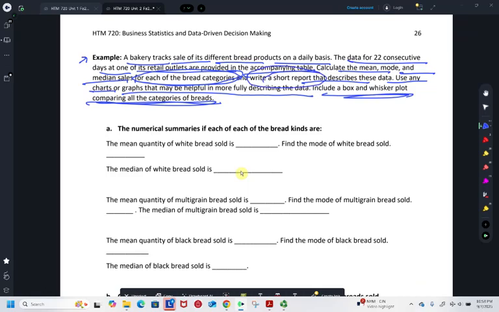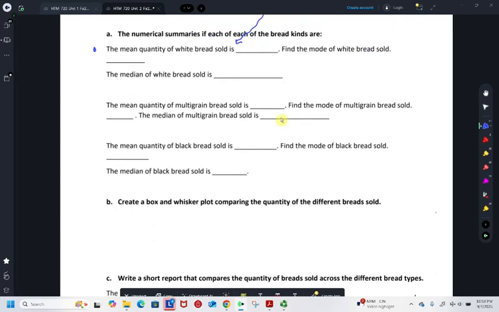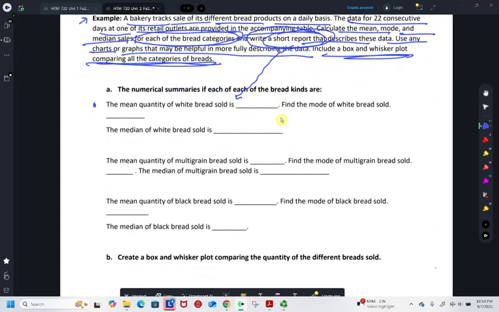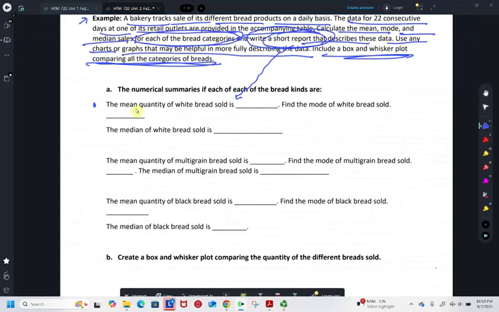So how might we write a short report? Here is a template of how we can write a short report. But before we do, let's eyeball the raw data set. Here's a raw data set for 22 days for the number of white bread sold, the number of multi-grain bread sold, and black bread sold. And our interest is to calculate the mean, the mode, and the median of each of these types of bread.